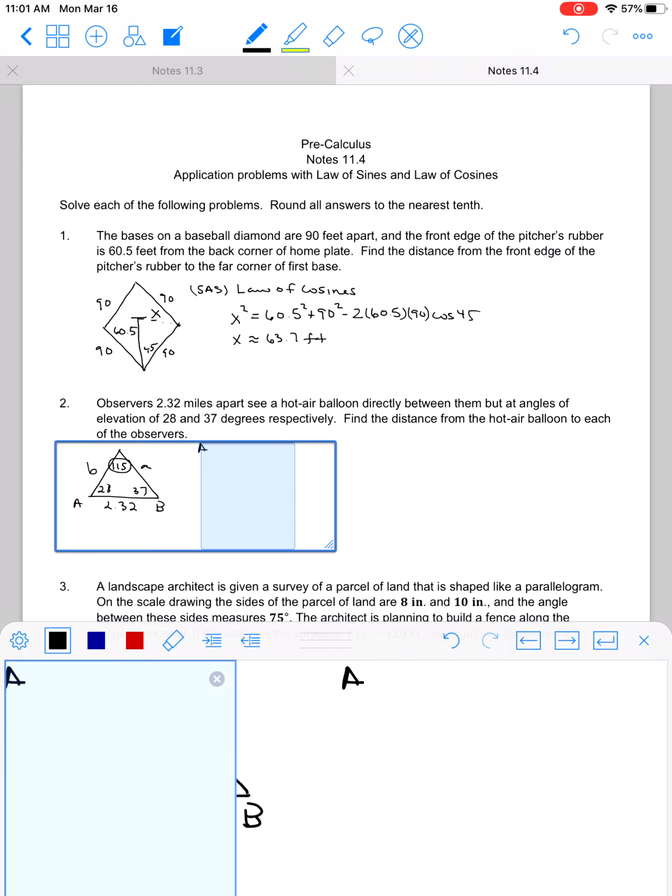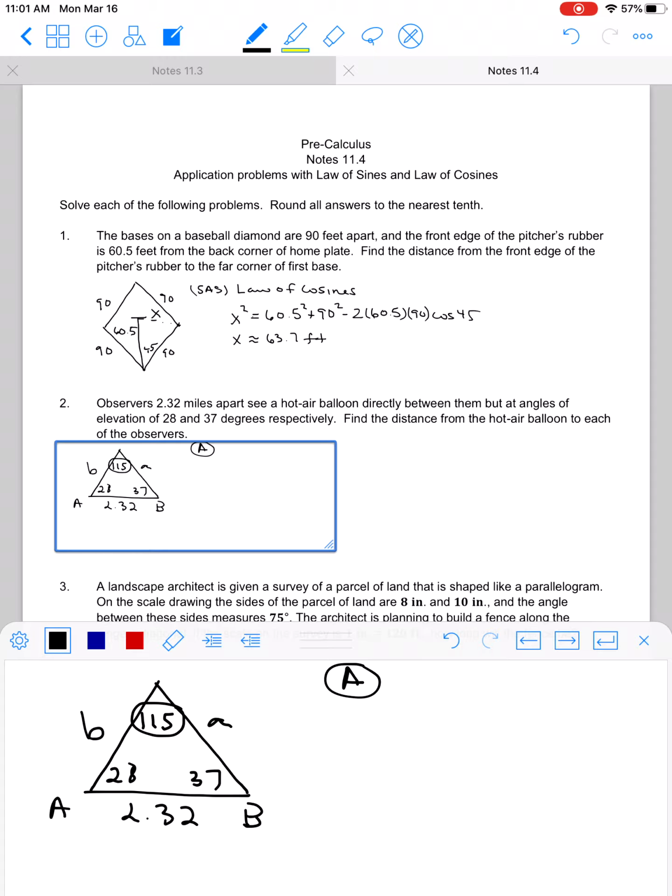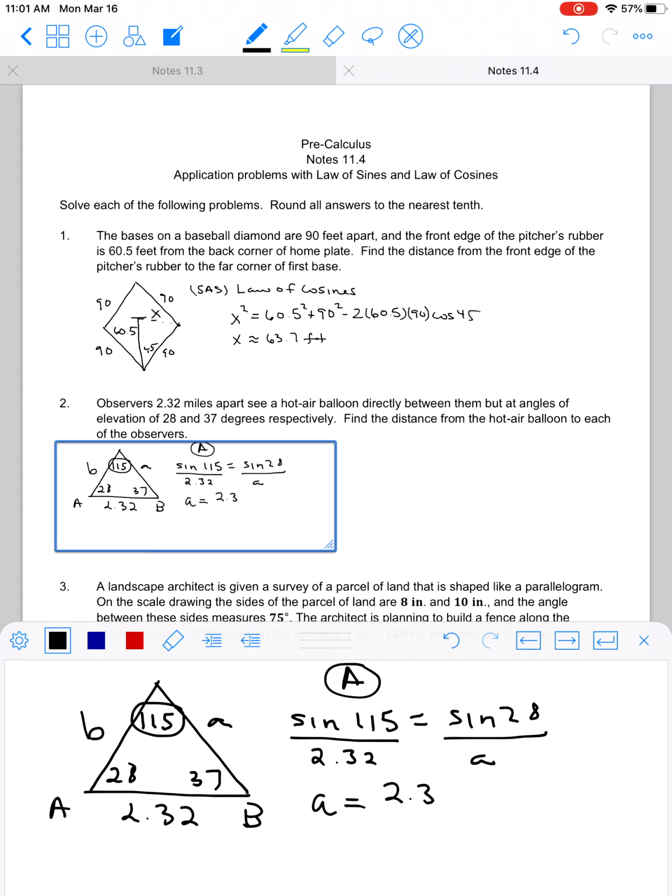115. And so for observer A, it's going to be the law of sines. So sine 115 over 2.32 equals sine 28 all over A, and then solving our proportion like we've done all chapter long, A equals 2.32 sine 28 all over sine 115. A then is approximately 1.2 miles.